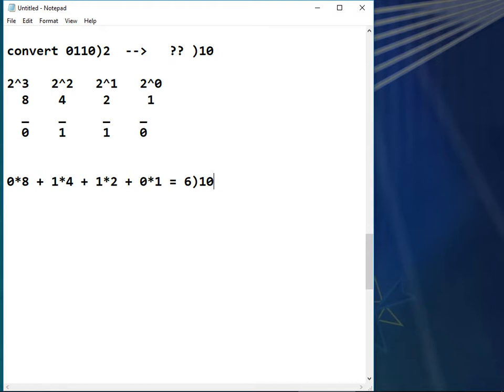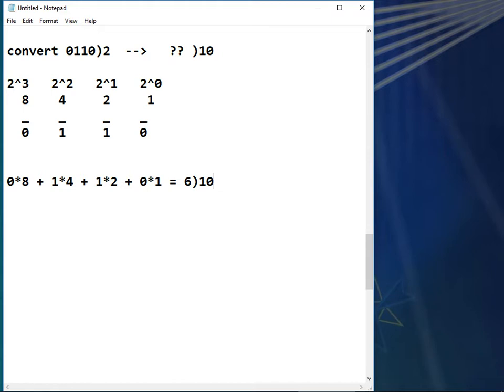But say we have the number 241 in base 10, and we want to convert it to base 2. What you start doing is you start dividing. 241 divided by 2 is 120 with a remainder of 1. This is the important column. Now we take that 120 and we divide it by 2 and we get 60 with a remainder of 0.